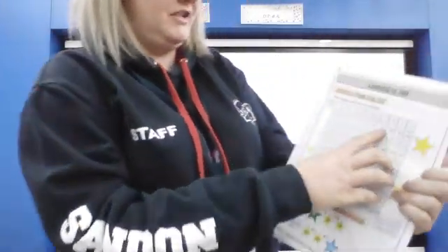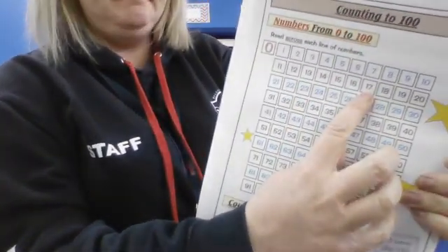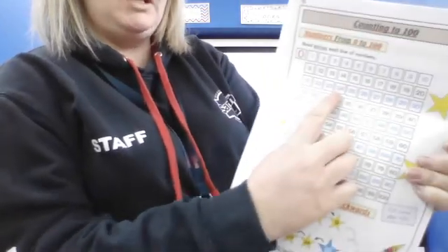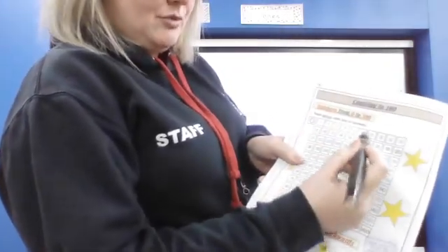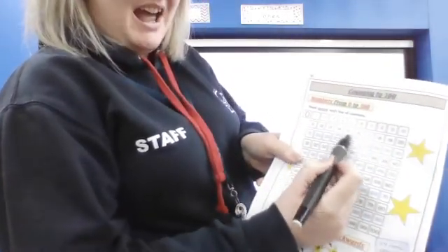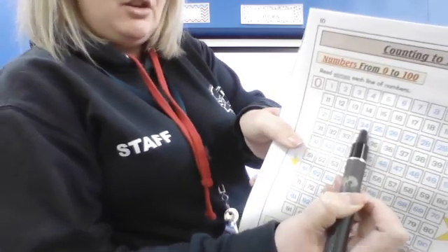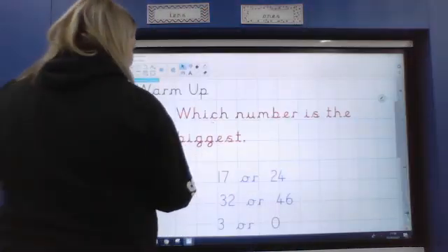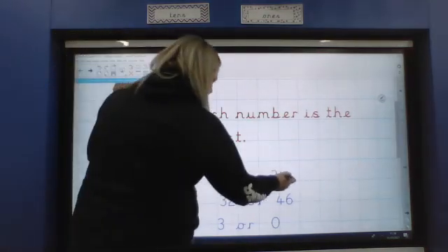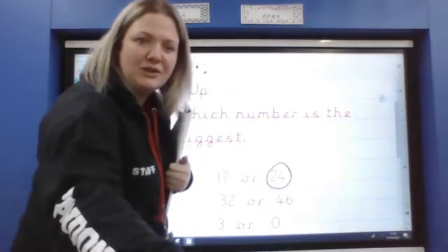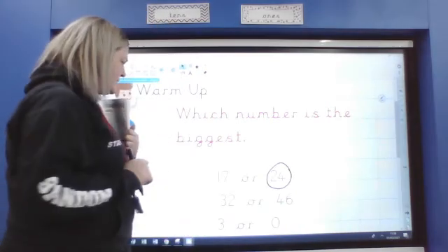So have a look where 17 is on your 100 square. Have a look where 24 is. You can see by which one comes first. That would mean it's the smallest number. If it's the number that comes after, we know that it's the largest number or the biggest number. So which number is the biggest? 17 or 24? 24. Well done.